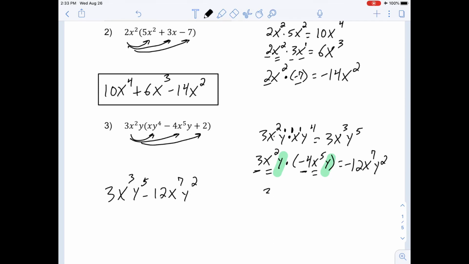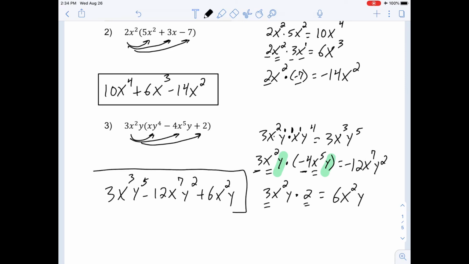And then the last thing we need to multiply, we've got 3x squared y times 2. So all we really need to do is multiply the 3 times the 2, so that's 6x squared y. So plus 6x squared y. And then this is our final answer.